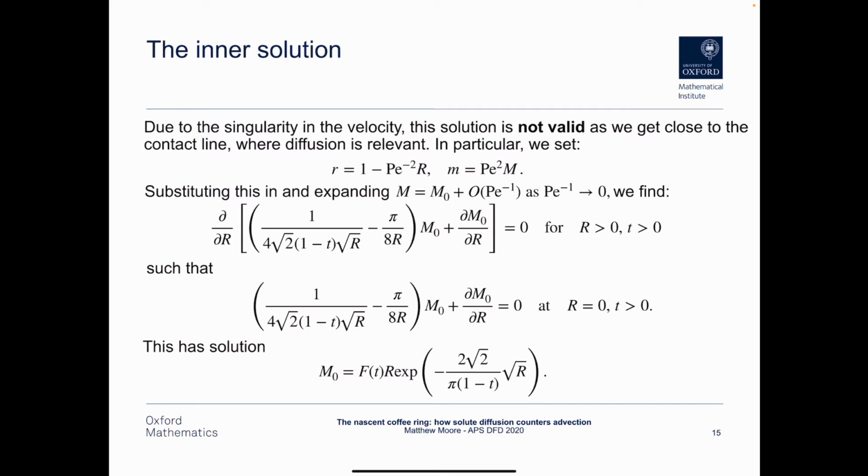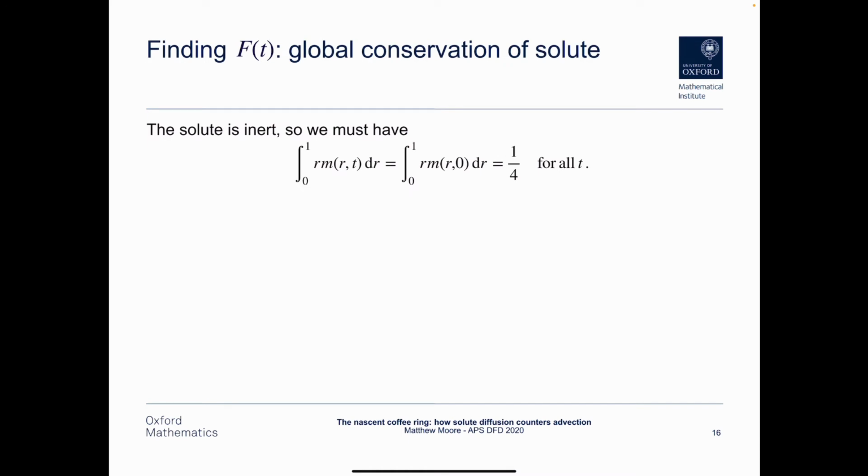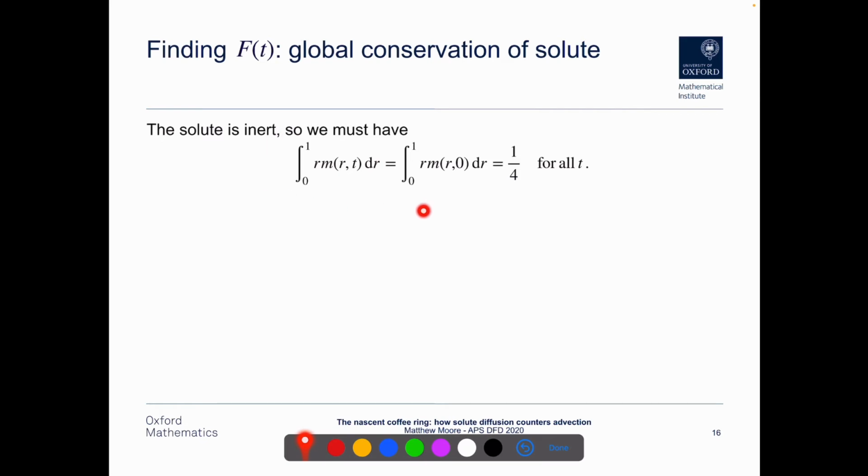So you could go away and determine f of t in several different ways. You could go to higher order in this analysis and do some matching, but a more natural thing to do is to say, okay, conservation of solute must be true. The solute is not evaporating, it's not getting out of the droplet, so it must be conserved as the droplet evaporates. And so that's what this expression says here.